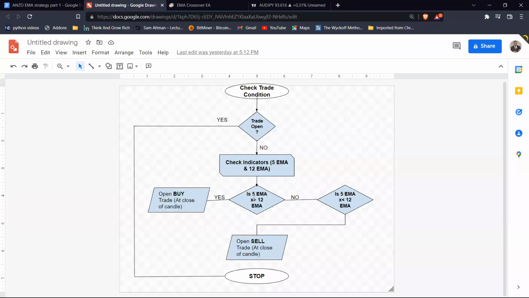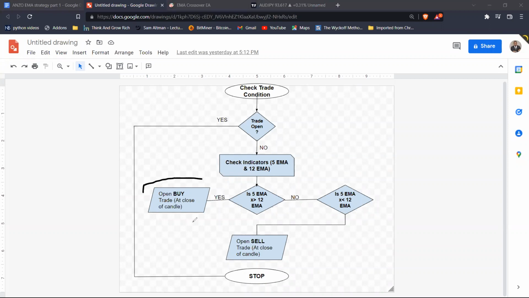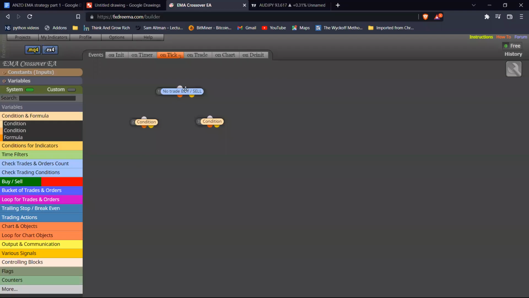What we are trying to do is check 2 indicators, that is the exponential moving average. We want to check for a buy scenario: the 5 period moving average has to be crossing above the 12 period moving average. And in a sell scenario, the 5 period moving average needs to be crossing below the 12 period moving average. We need to input that so our EA, our advisor, can look at that.